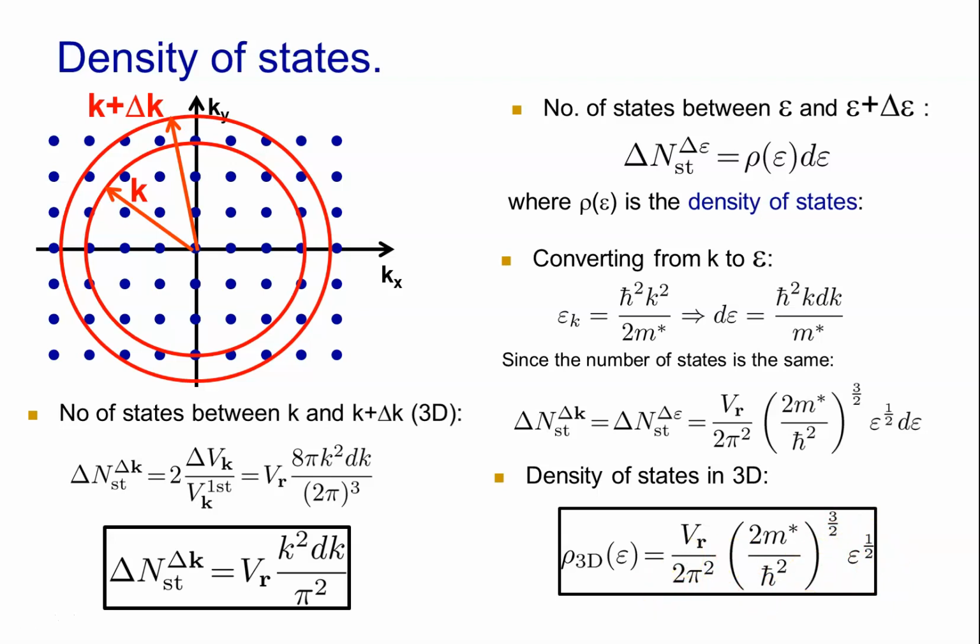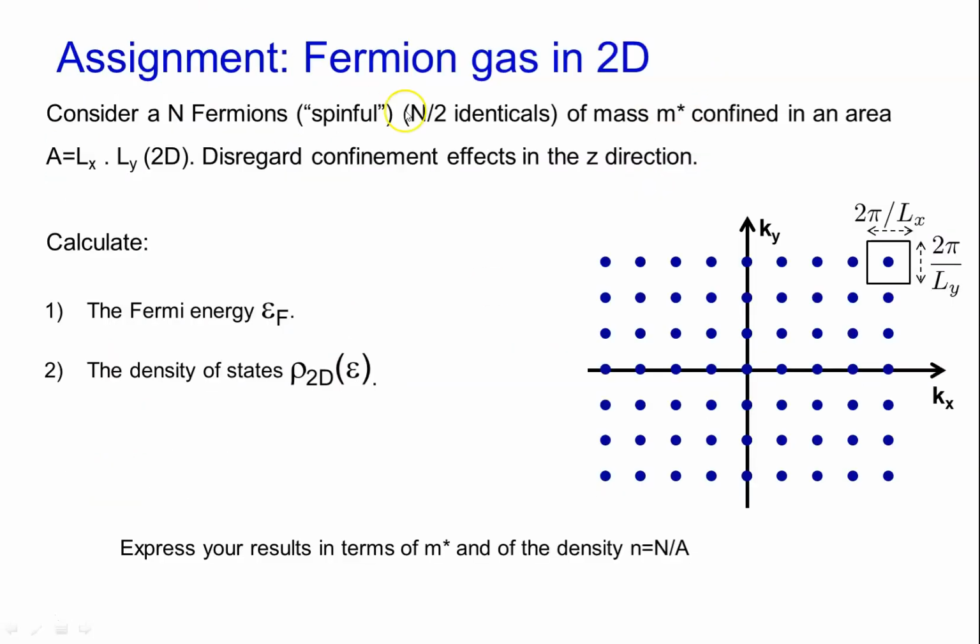Now, how would that behave in two dimensions? That's the question for you in the assignment. What would be the difference when you calculate the number of states between k and k plus delta k, and the energy, if we had the Fermi gas in two dimensions? So that's what we're going to be doing in the assignment.